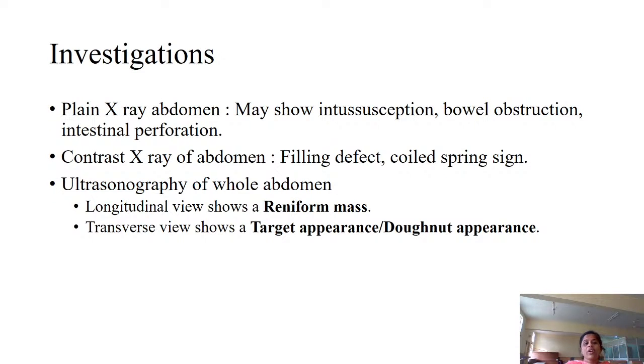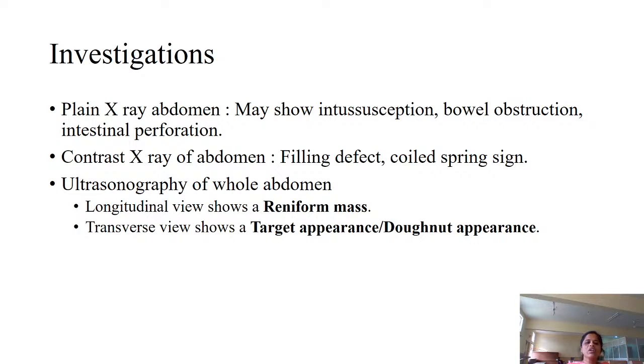Investigation. A plain X-ray abdomen may not always show it, but what it can show is the obstruction component: multiple air fluid levels, or perforation if it has already occurred. And on contrast X-ray, a filling defect or coil spring sign can be there.